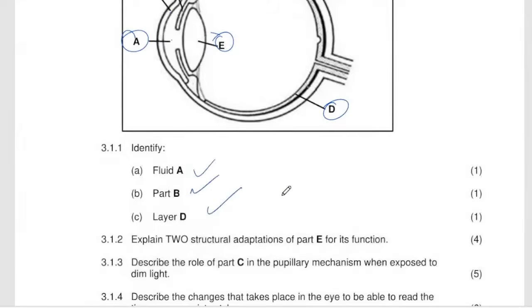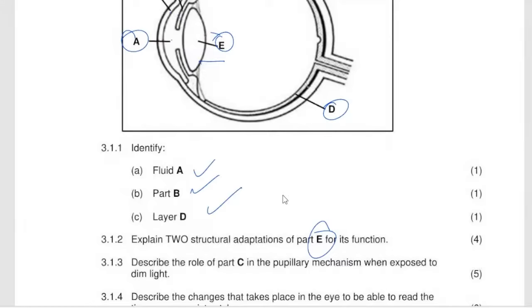Explain two structural adaptations of E. If you look at E, E is a lens which is elastic. So it is elastic. What is it for? Yes, it helps.